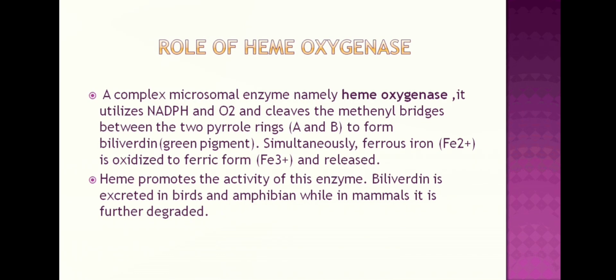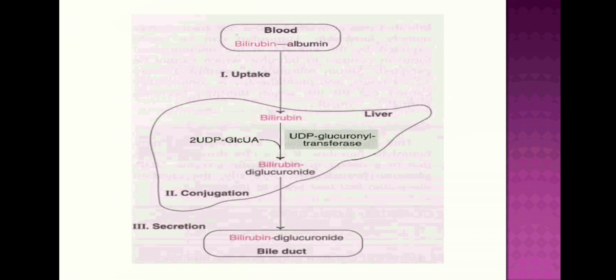Role of heme oxygenase. A complex microsomal enzyme, namely heme oxygenase, utilizes NADPH and oxygen and cleaves the methyl bridge between the two pyrrole rings, that is A and B, to form biliverdin. Biliverdin is a green pigment. Simultaneously, ferrous ion is oxidized to ferric form and released. Heme promotes the activity of this enzyme. Biliverdin is excreted in birds and amphibians, while in mammals it is further degraded.